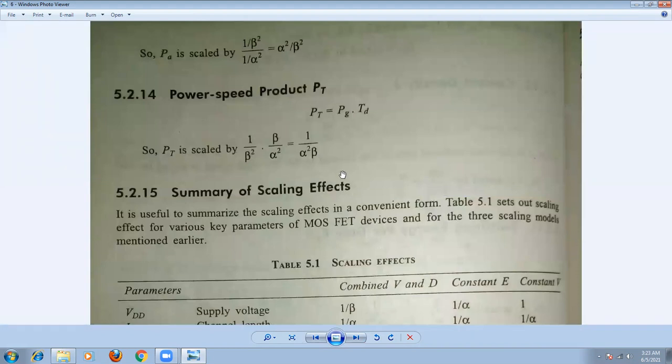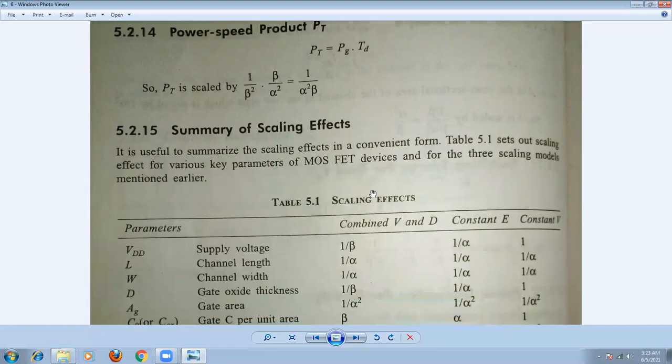So this is how you can scale down the values in terms of alpha and beta in the combined voltage and dimension scaling models. Those parameters will be scaled down by this method. Similarly, let us go for the summary of the scaling effects.